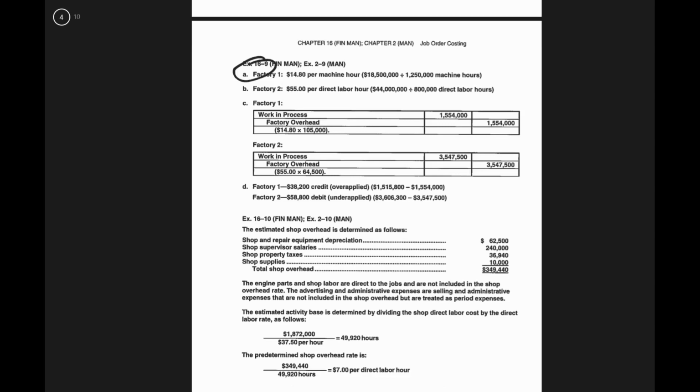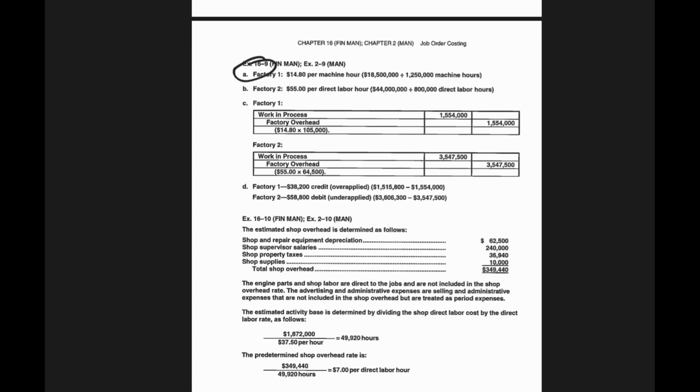Okay, so let's continue on with number 9. Factory overhead rates, entries, account. This solar company operates 2 factories. The company applies factory overhead to jobs on the basis of machine hours for factory 1 and direct labor hours for factory 2. Estimated factory overhead cost, direct labor hours, and machine hours are as follows. Determine the factory overhead rate for factory 1. Factory 1 is based on machine hours. So let's look at how many machine hours.